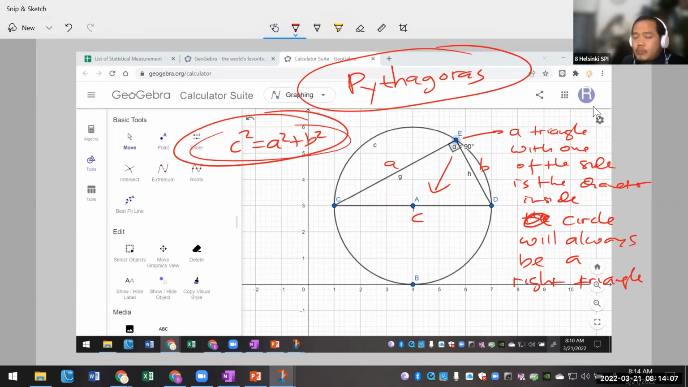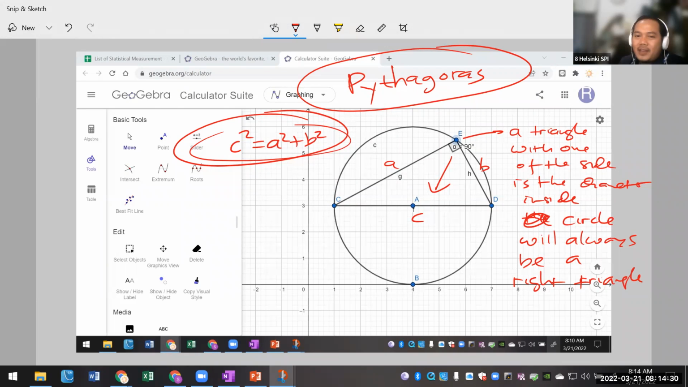So again, when we're talking about a triangle, as I said before, the sum of the angles in a triangle is 180 degrees.